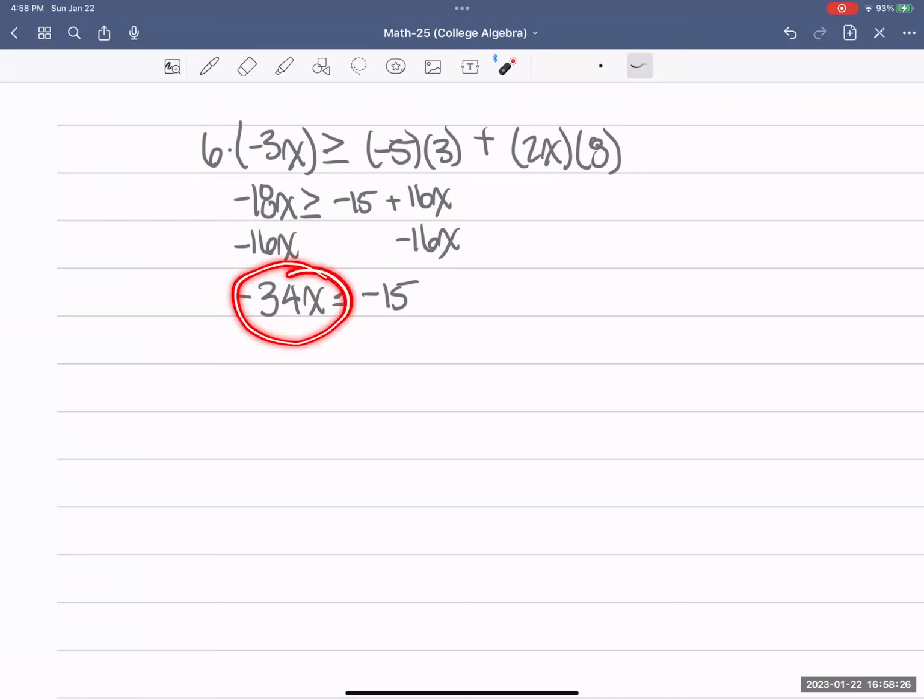And now to get x by itself, we have to divide by -34. Now that we're dividing by a negative number, we switch the sign. So instead of greater than or equal to, now we have x less than or equal to. Negative divided by a negative is now positive. 15 is made up of 3 times 5. 34 is not divisible by 3, nor is it divisible by 5. So we call these two values relatively prime. So it would just be 15 over 34.